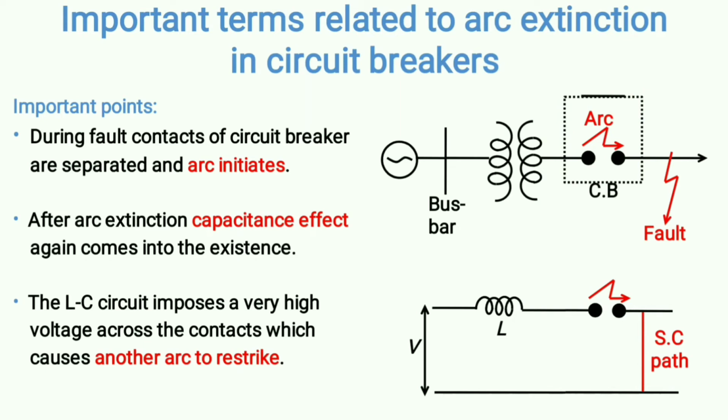Okay, so the moment arc will be 0, what will happen? See here, the moment the natural zero phenomena takes place, the arc will be vanished. And the moment arc will be vanished, again the capacitance will come into the picture.